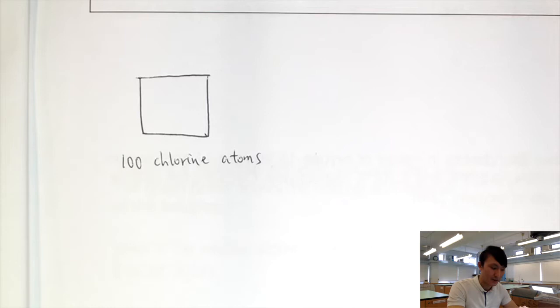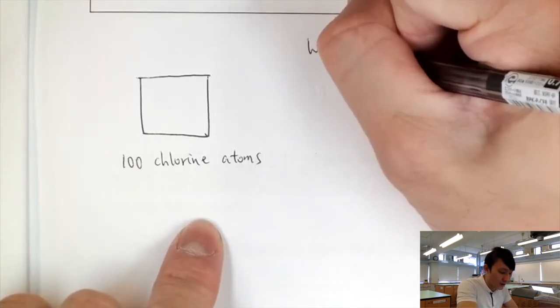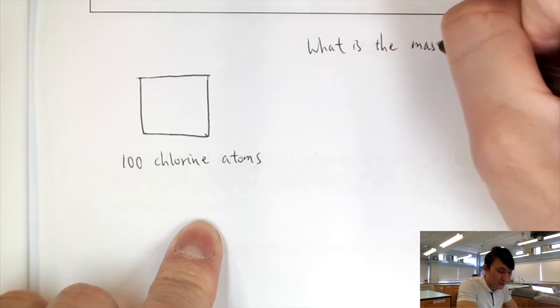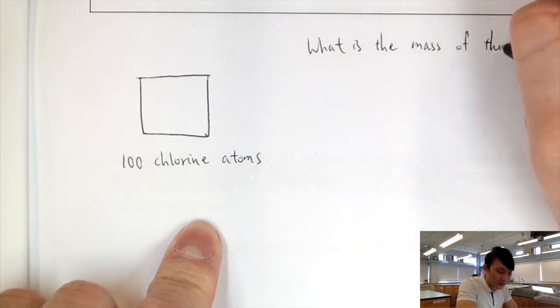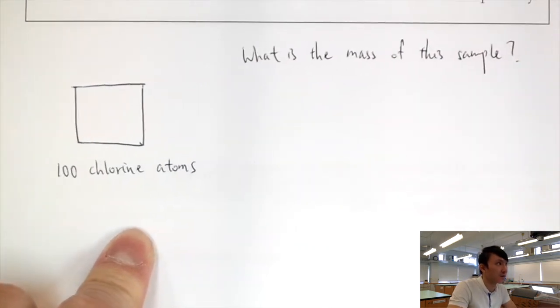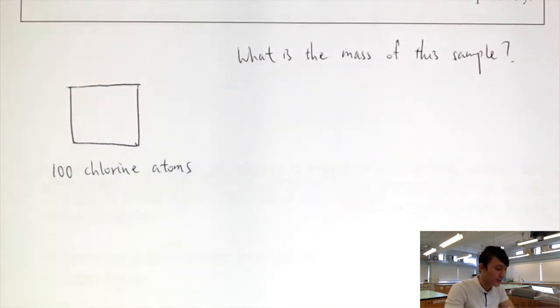My question is, what is the mass of this sample? Now, you will know that for chlorine atoms, we have two different isotopes, right? One is called chlorine 35, another one is chlorine 37. One is lighter, one is heavier.